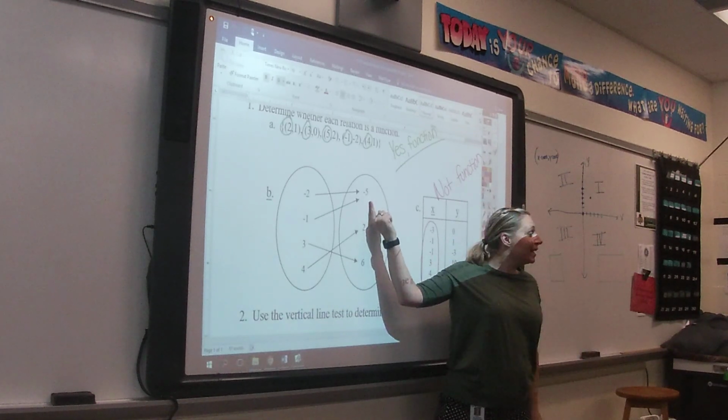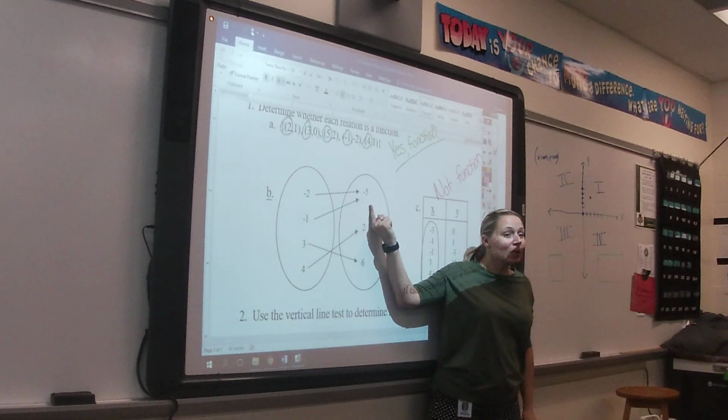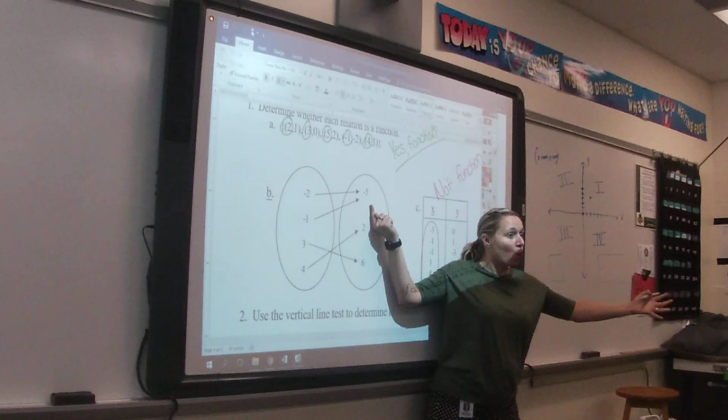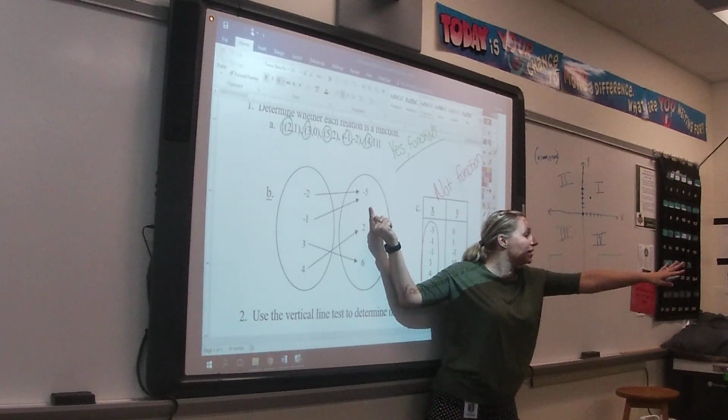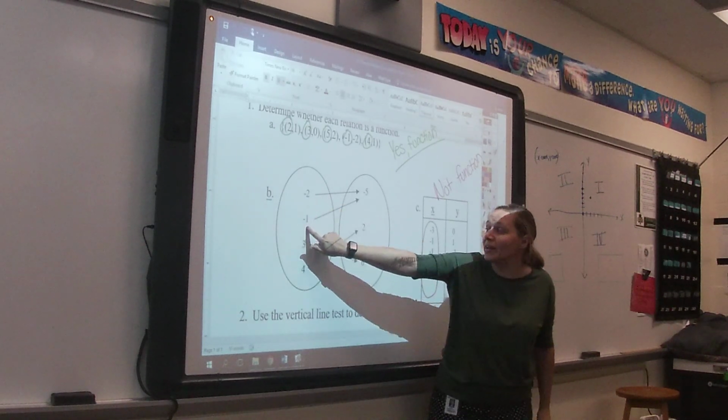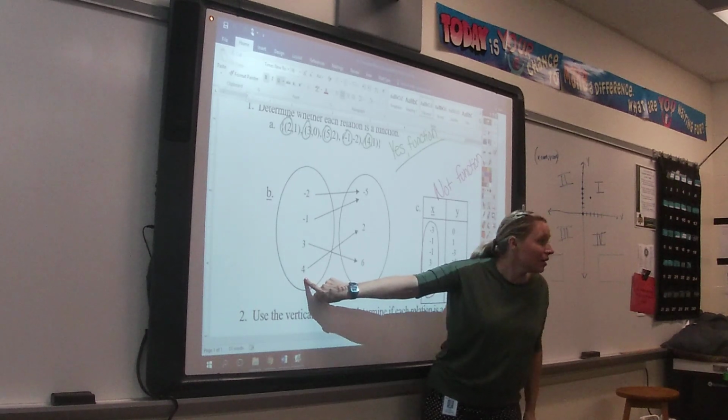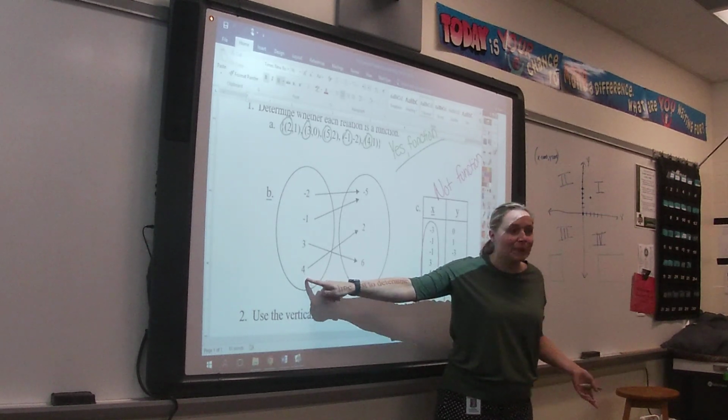This is repeated because it has two lines. Now, we just don't want the y value, so we need that same thing for the x. So do any of these have two lines? No. So is this a function? Yes.